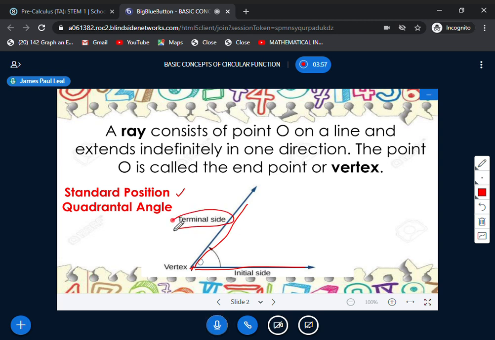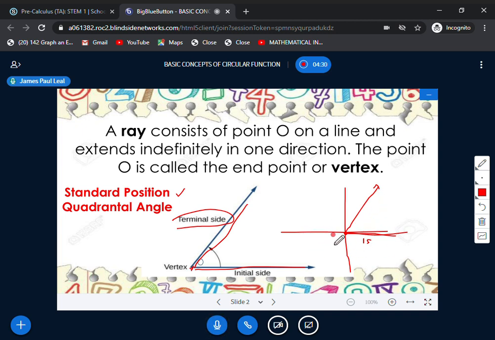Again, how do we say if it is in standard position? We have here the Cartesian coordinate system. If your initial side lies on the origin and coincides with the x-axis, for example this will be your initial side, then we say your angle is in standard position. For instance, say this will be the terminal side that you have. Then this will be in standard position.